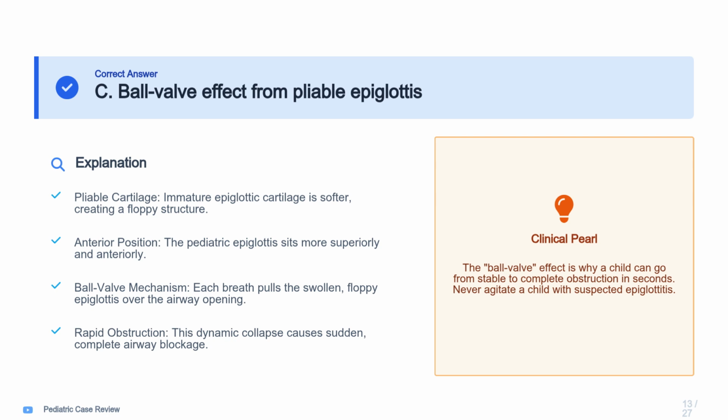The epiglottis also sits more anterior and superior in children. These anatomical factors explain why pediatric patients can deteriorate dramatically and rapidly require emergency airway intervention.